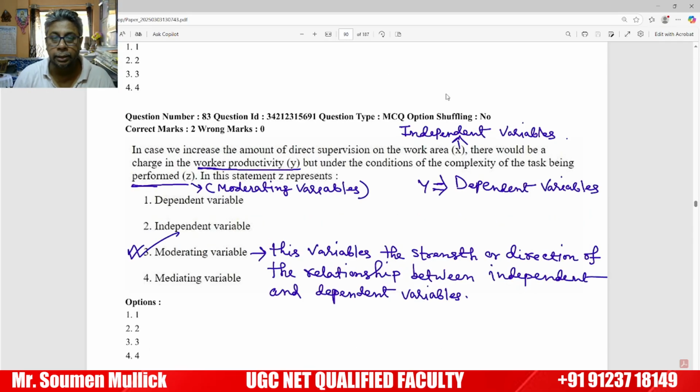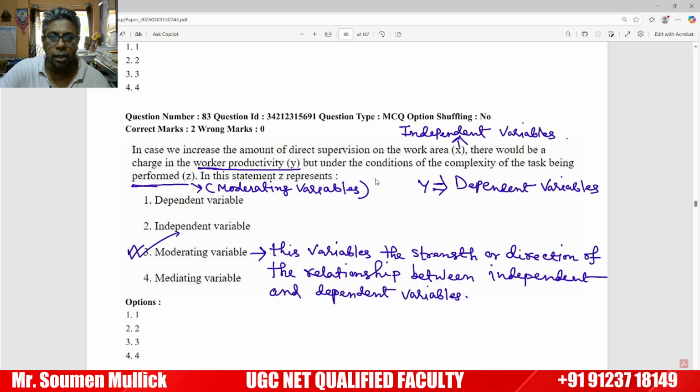Next question: in case we increase the amount of direct supervision on the work area. This question is based on research and statistics, based on variables. There would be a surge in work productivity, but under the condition of the complexity of the tasks being performed. In this statement, the work area is identified as the independent variable X. There would be a surge in work productivity, that is Y, the dependent variable. Due to the work area, the work productivity will be the outcome, that's why it's a dependent variable.